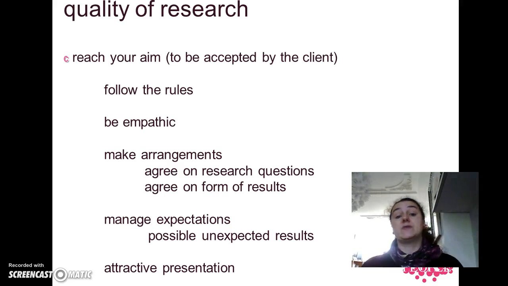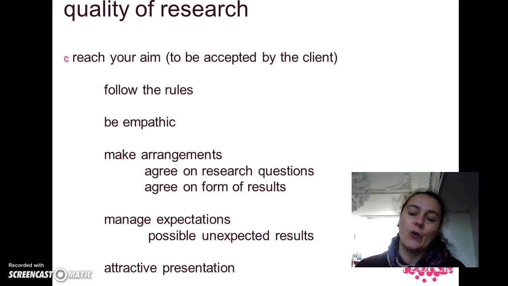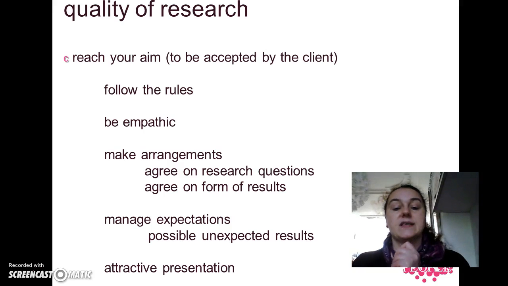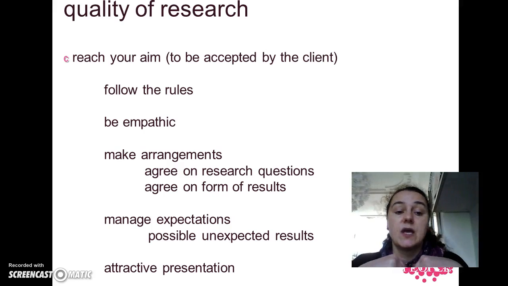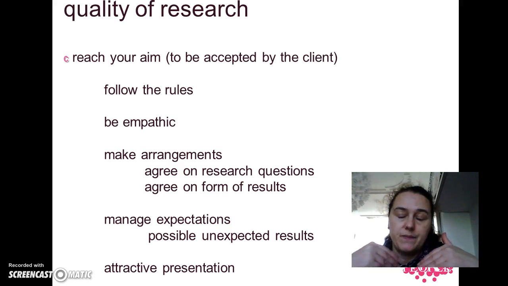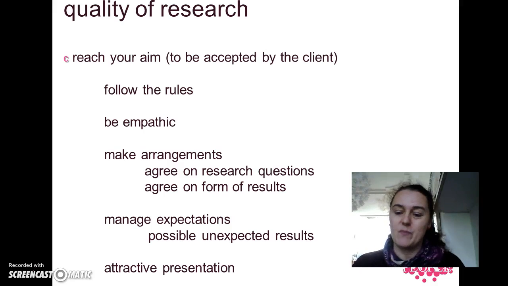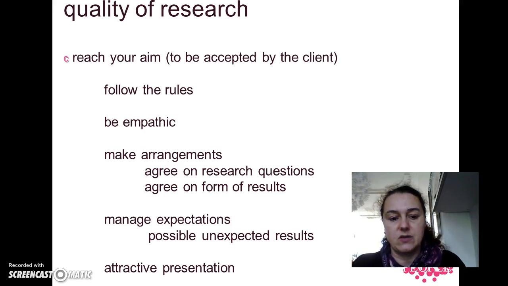Reach your aim in terms of being accepted by the client. Of course, you have to follow the rules in the same way as in the academic world, but especially if it's design research, it's also important to be very empathic in your presentation and conclusions. Also really make arrangements with your client that you are in agreement on the research questions and in agreement on the way you give them the results.